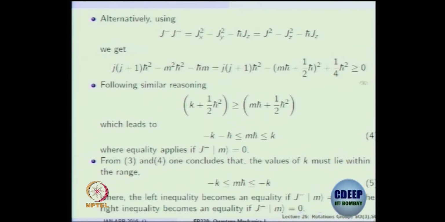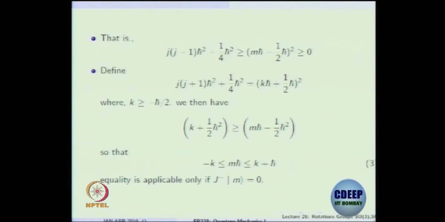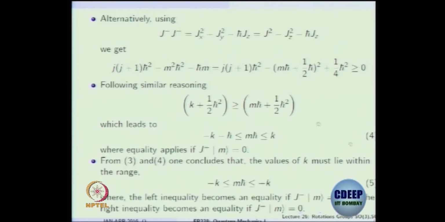And looking at equation 3 and equation 4, you can try to find the common range for the magnetic quantum number. It will turn out that this common range will be from minus k to plus k. I think this h cross is not correct. It should not be there. Or you put h cross everywhere.